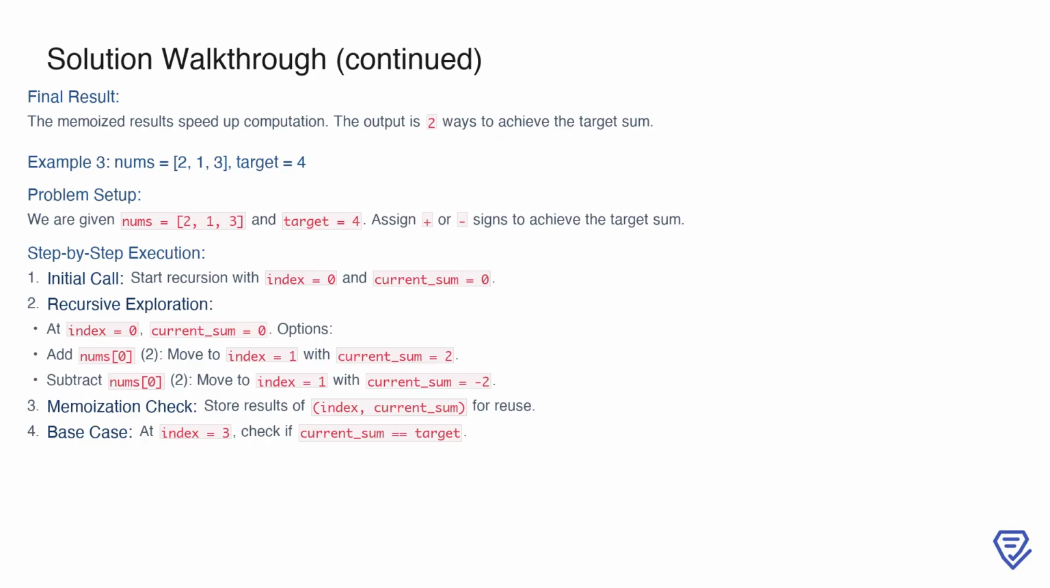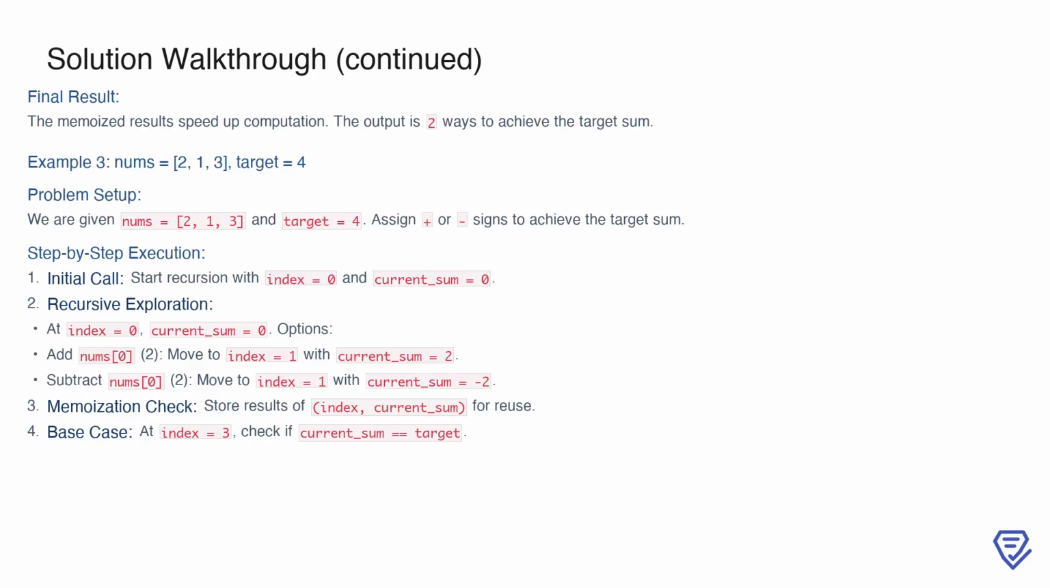As always, we begin with an initial recursive call where the index is 0 and the current sum is 0. At index 0, we can add nums[0], which is 2, to move to index 1 with a sum of 2, or subtract nums[0] to move to index 1 with a sum of -2. As we progress through the indices, memoization continues to play a critical role in preventing redundant computations by storing and reusing results for previously encountered combinations of index and current sum.